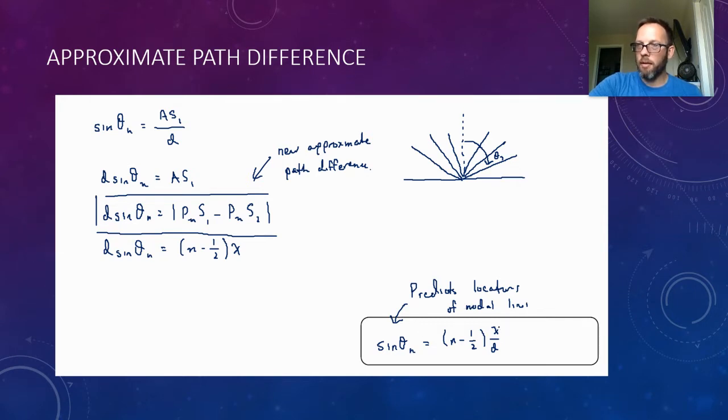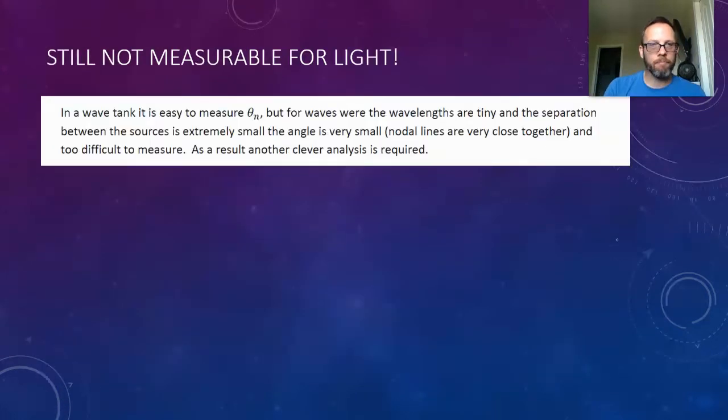Given the wavelength of light you're shining through your slits and the slit separation, you can predict the pattern of these nodal lines, where they're going to appear. So pretty neat. All right, let's keep moving.